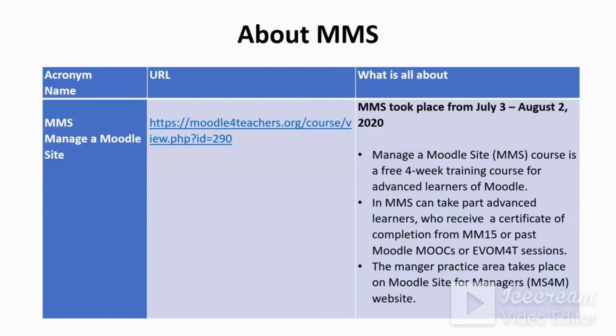This course took place from the 3rd of July until the 2nd of August, and it was a 4-week training course for advanced learners of Moodle. In MMS, only participants who received certificates of completion from MM15 or past Moodle MOOCs or EVO M14 sessions were accepted, and we were working in the Manager Practice Area on a Moodle site for managers.